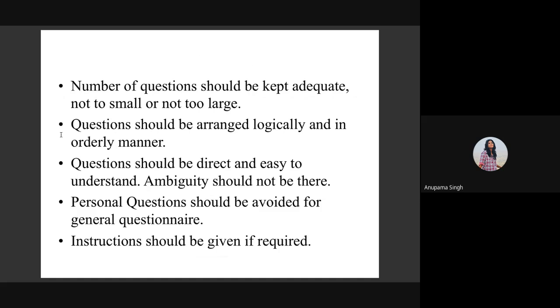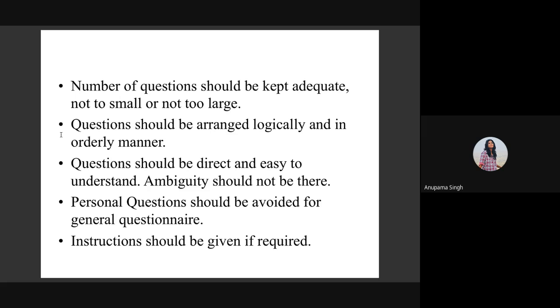The number of questions should be kept adequate. It should not be too small or too large. It should be very particular to your objective, right? In some questionnaires, you would have seen that they take the data, for example, you want to know the age, socioeconomic variable I'm talking about. So for age, there is date of birth and age. When you are asking about date of birth, you shouldn't ask about the age. Or when you're asking about age, you don't ask about the date of birth, right? Otherwise you're putting two questions in place of one.